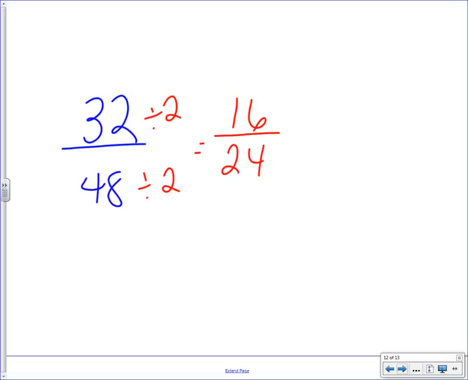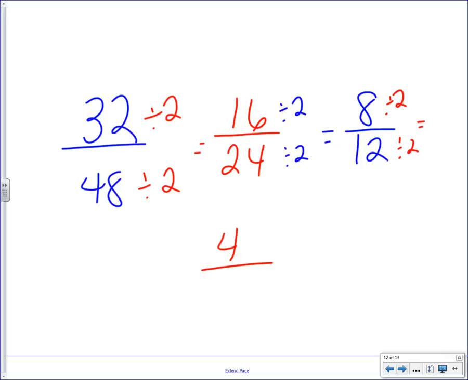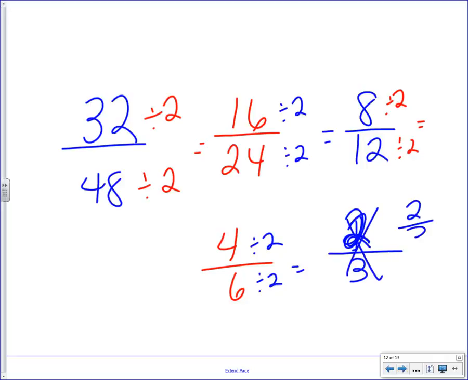Well, 16 and 24 are both even numbers, so I'm going to, again, divide by 2. 2 goes into 16 8 times. 2 goes into 24 12 times. 8 and 12 are both even numbers, so I'm going to divide by 2. So 2 goes into 8 4 times, and 2 goes into 12 6 times. Well, 4 and 6 are also both even, so I'm going to divide by 2 again. And so this time what I find is 2 goes into 4 2 times, and 2 goes into 6 3 times. And so I ended up with a fraction that is 2 over 3.